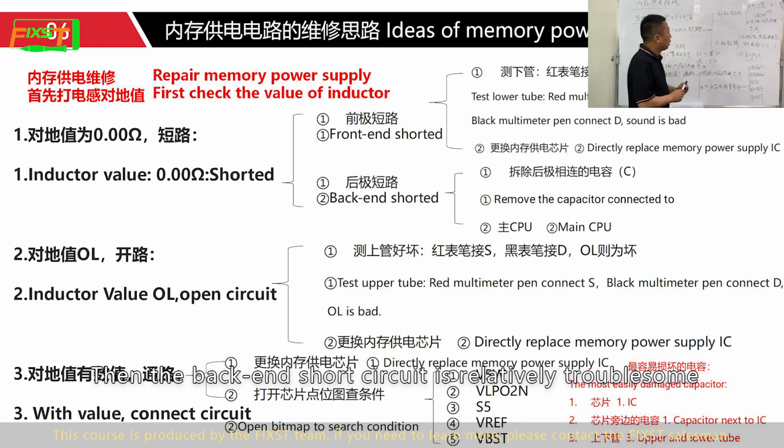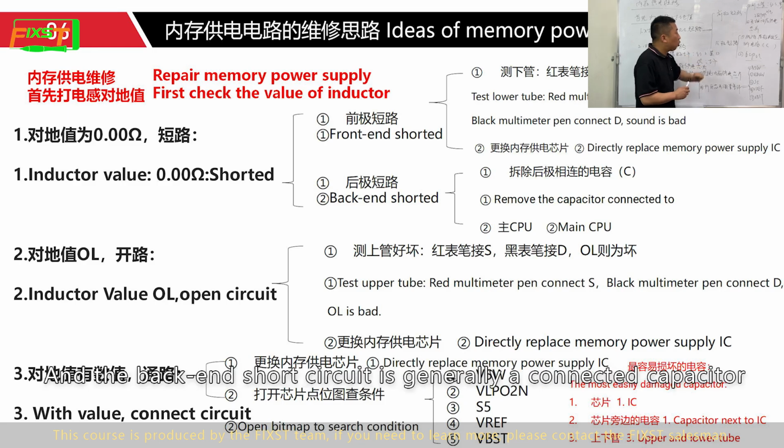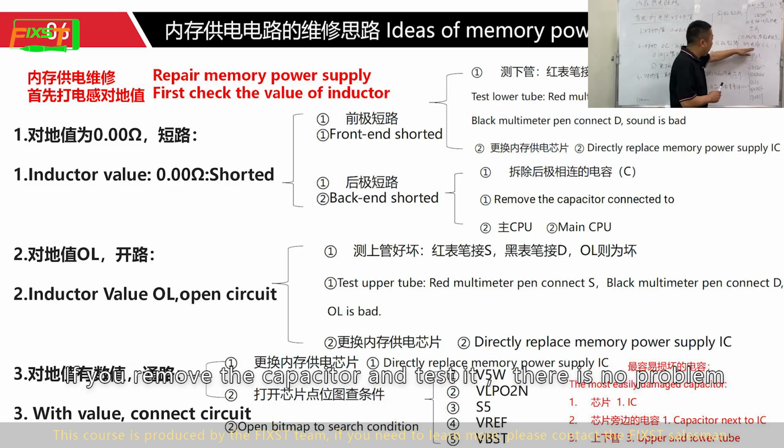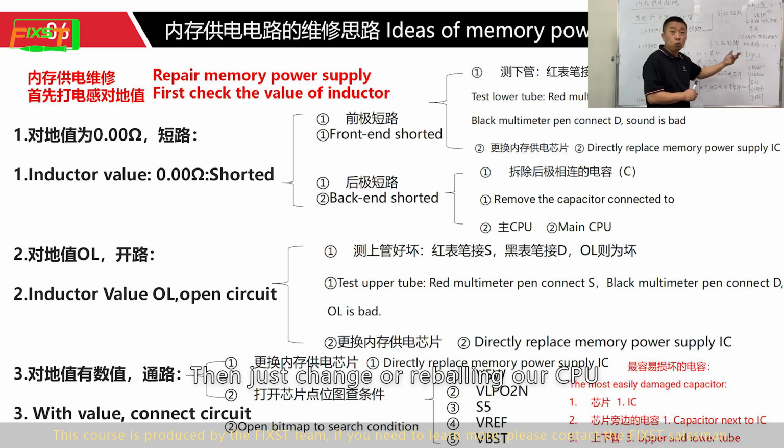Then the back end short circuit is relatively troublesome. The back end short circuit is generally a connected capacitor. Especially for capacitors with polarity, the failure probability is higher. If you remove the capacitor and test it, and there is no problem, then just change or reball the CPU.